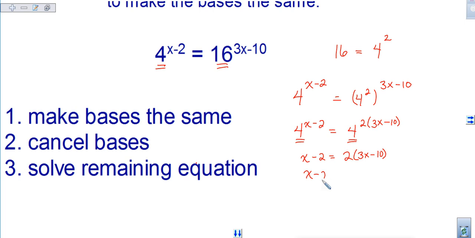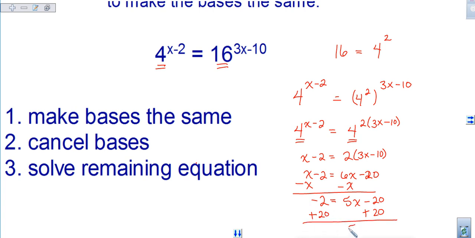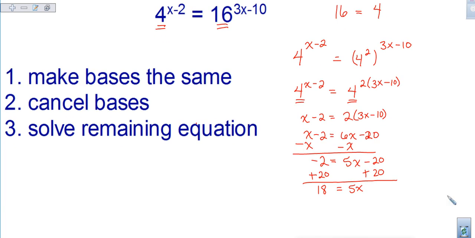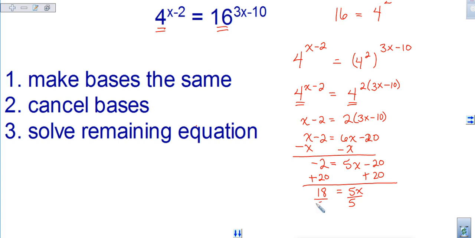So then you get x minus 2 equals 6x minus 20. And then move the x over here. And you get negative 2 equals 5x minus 20. And then you're going to add 20 to the other side. And you get 5x equals 18. And then you're going to divide by 5. And x will equal 18 over 5, or 3.6.